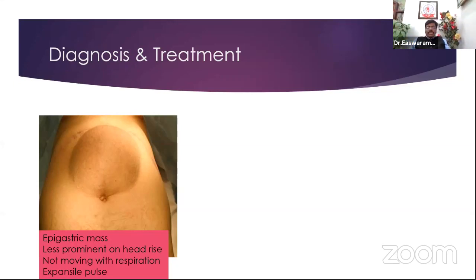If you are not able to express yourself, at least you have to visualize. So transmitted pulsation means if I see a lump, the pulse is transmitted to and fro. Whereas here, it is up and out like that. So this is expansile pulsation. So what is the diagnosis? Anybody?